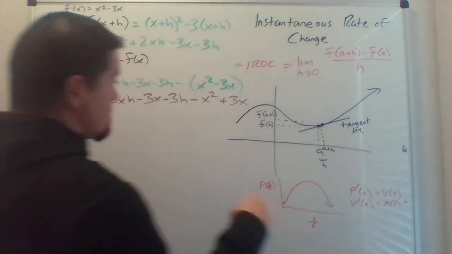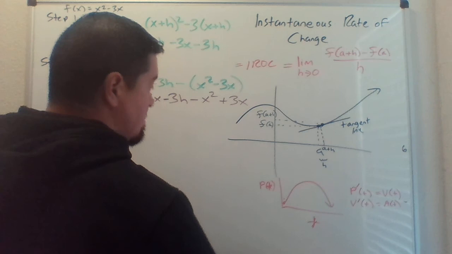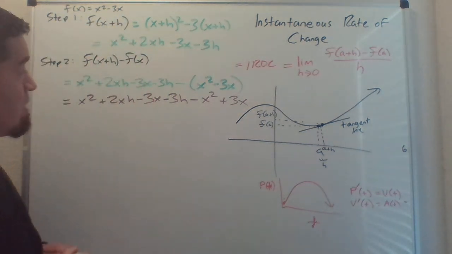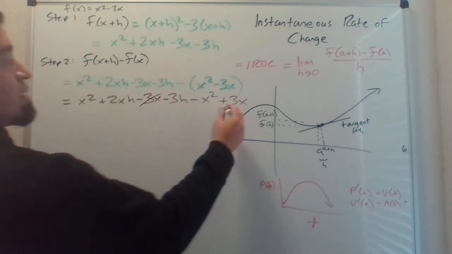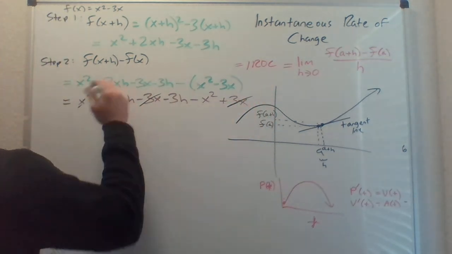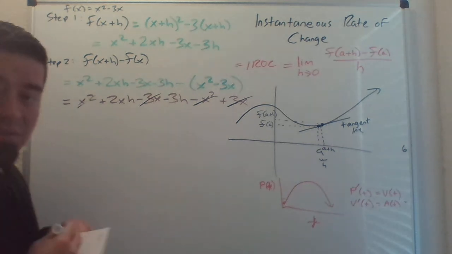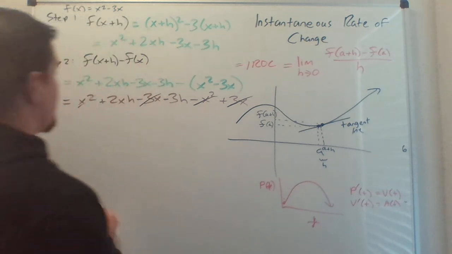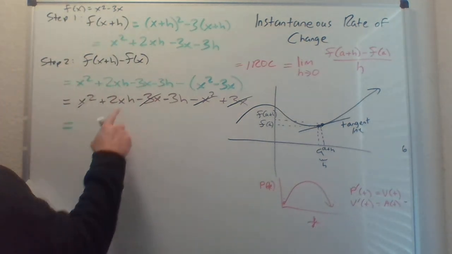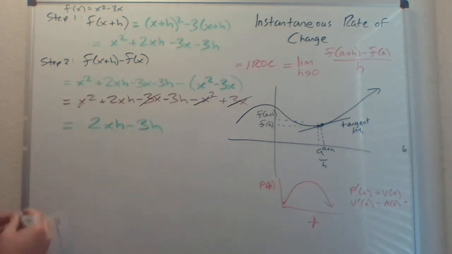And then step 2, well actually, do you see any cancellations? What cancels here? You'll have the negative 3x and the 3x. Then you'll also have the x squared and the x squared. So at this step, you should see a lot of cancellation. If you don't, there might be something wrong, and you might want to check your work. But what you're left with is 2xh minus 3h. So that's step 2. Now step 2 is done.